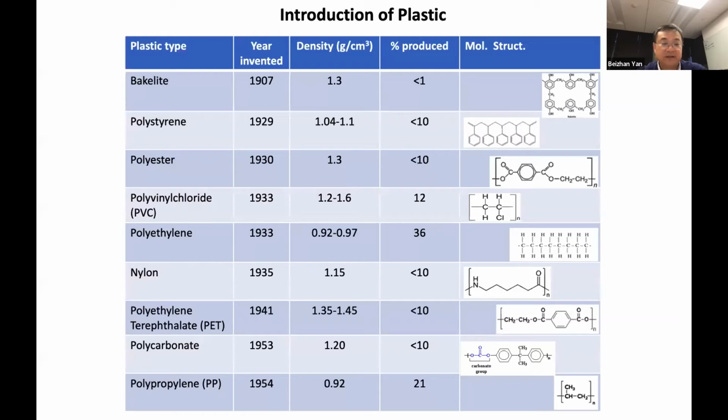I think Laura already showed you those things. Basically, the first plastic was Bakelite. It was invented in 1907 by Baekeland, who actually later became a Columbia researcher. That's the first synthetic material made by human beings. There were also other plastics like polystyrene, polyester, PVC, polyethylene, and nylon in the first 50 years of the last century, and then all this started to emerge.